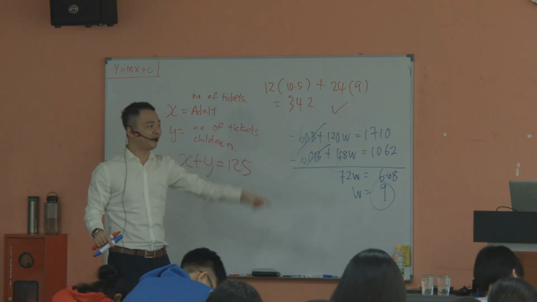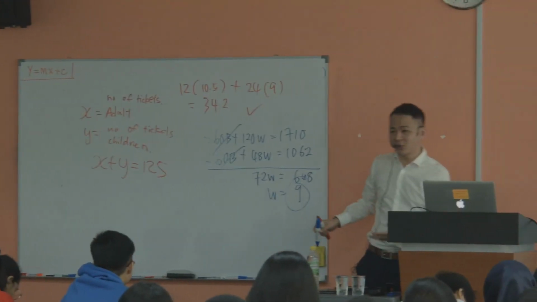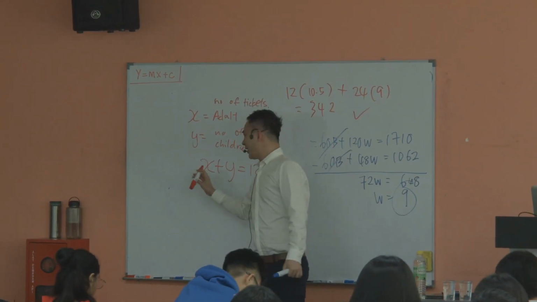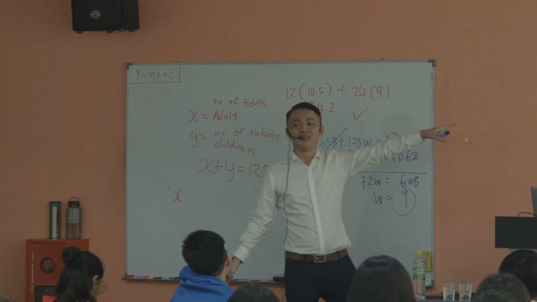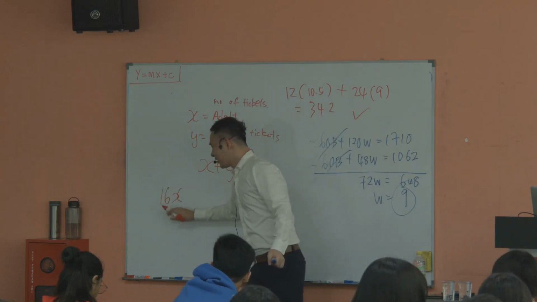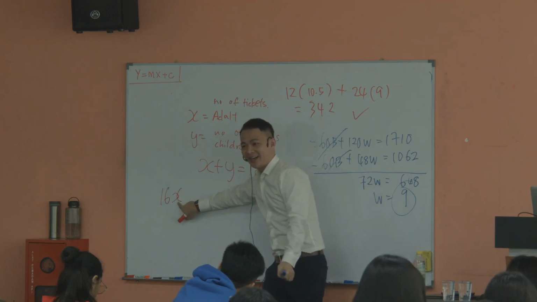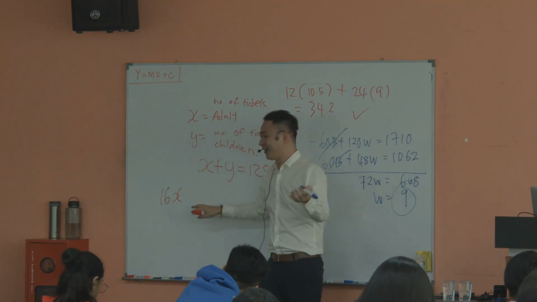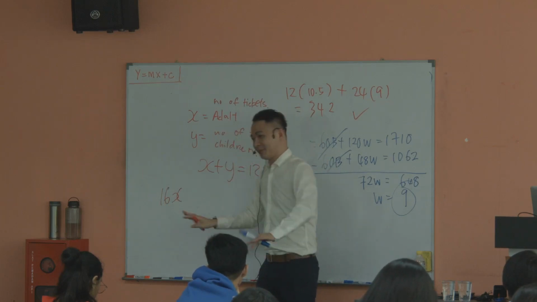Alright, the second information is the total revenue. The total revenue they get is 1820. But how do I get the total revenue? I don't care how many I sell for adult, but I have to multiply the number of adult tickets by the price of adult, which is 16. So I will say 16x. What is the idea of 16x here? It means if I sell 1 adult ticket, I get 16. If I sell 2 adult tickets, I will get 32 ringgit. If I sell 3 adult tickets, it's 48, and so on. So I do not know what the x value is, it doesn't matter.